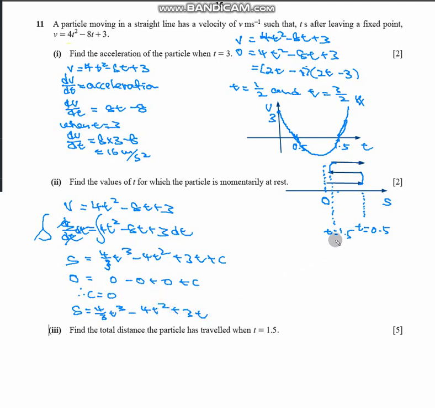Now I want to check when t equal to 1.5, where is the position where you make this turn again. Okay, so substitute t equal to 1.5, s equal to 4/3 times 1.5 cubed minus 4 times 1.5 square plus 3 times 1.5.